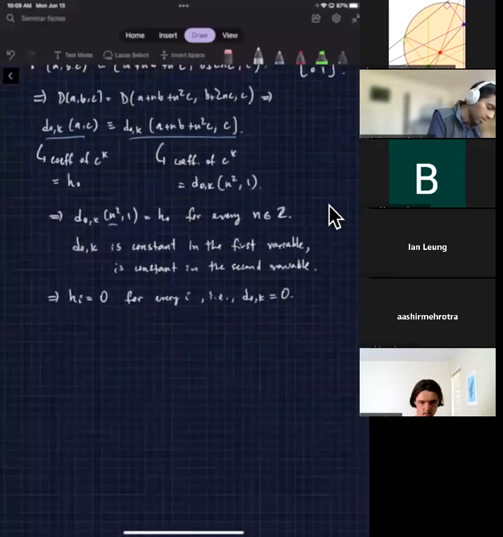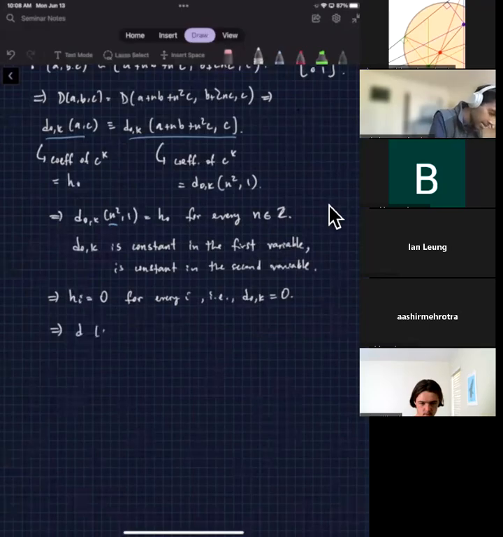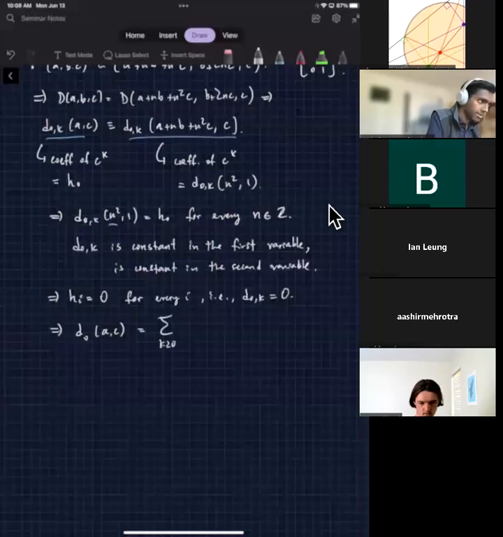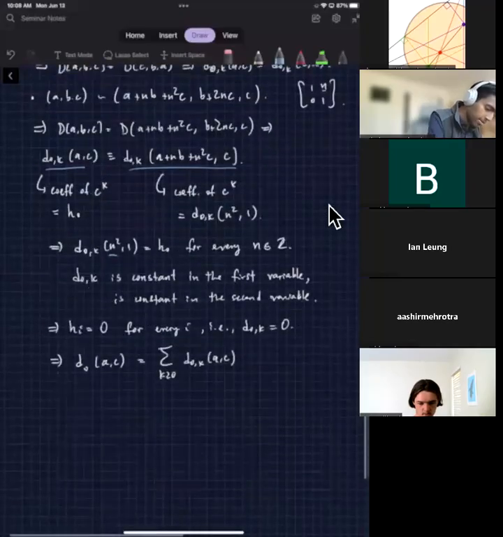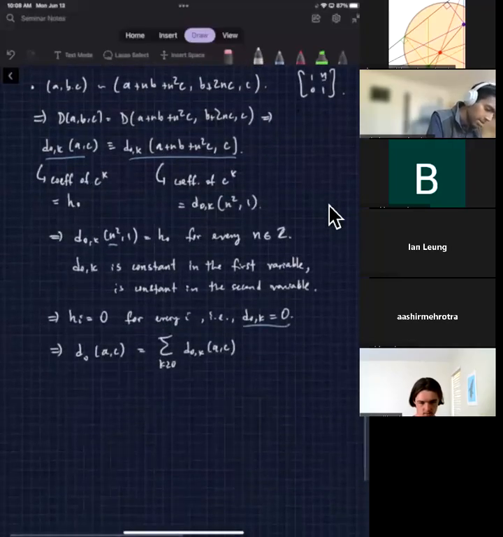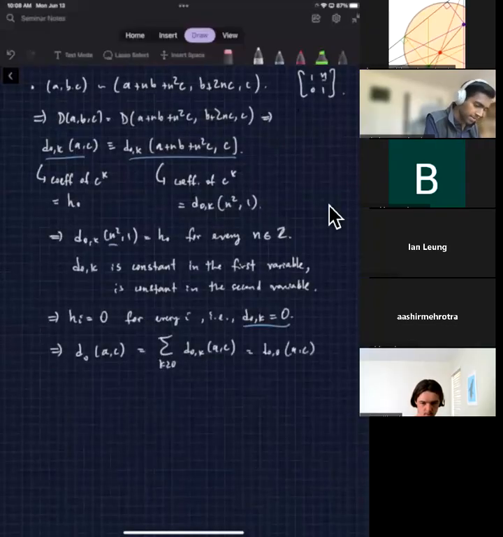Okay, so what does that imply? Well, it implies that d naught of (A, C) is the sum over k greater than or equal to 0 of d naught k (A, C). But what we proved is that when k is greater than 0, d naught k equals 0. So this is just equal to d naught 0 (A, C). Now d naught 0 is the degree 0 part, which means that it's just a number, an integer. So that proves the claim.